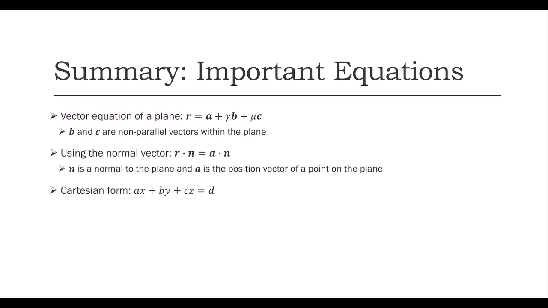So in summary, our vector equation of a plane is this equation here where B and C are non-parallel vectors within the plane. And then using the normal vector, you would use this equation where n is normal to the plane and a is the position vector of a point on the plane. And finally, this is our Cartesian form for a plane, where A, B, and C would be your normal vector.